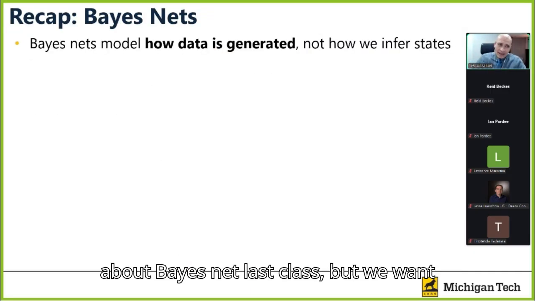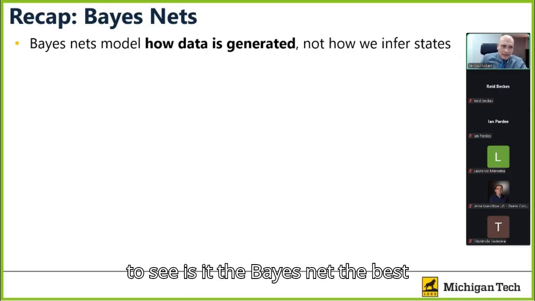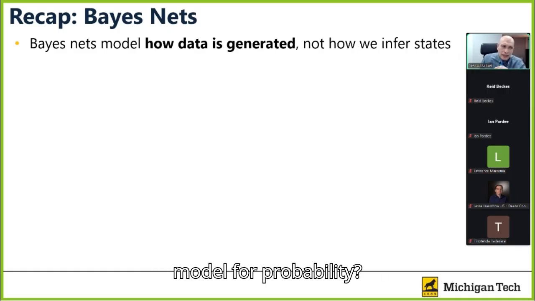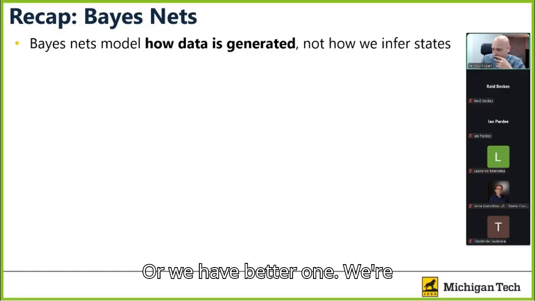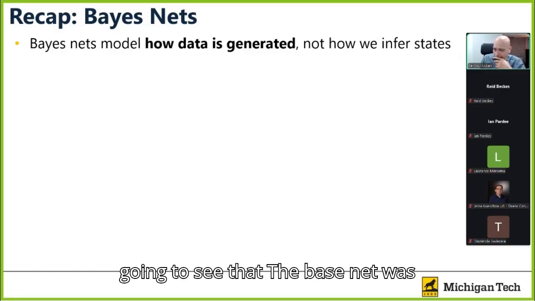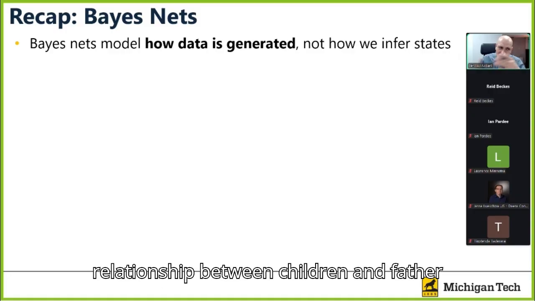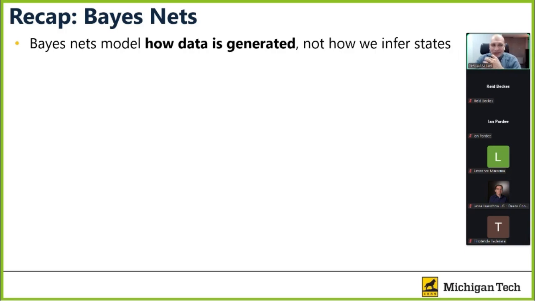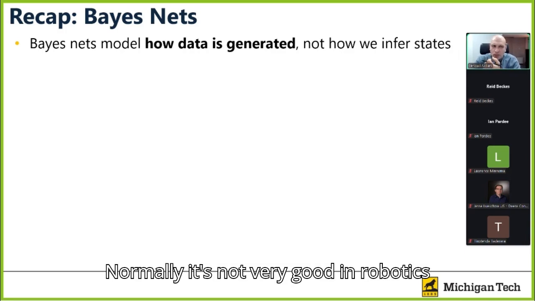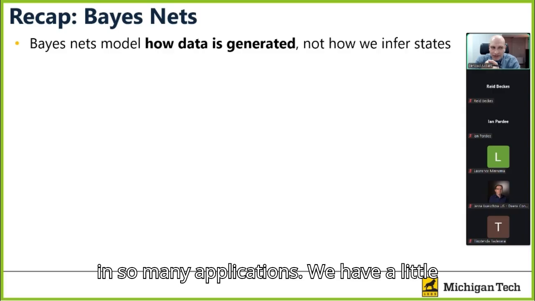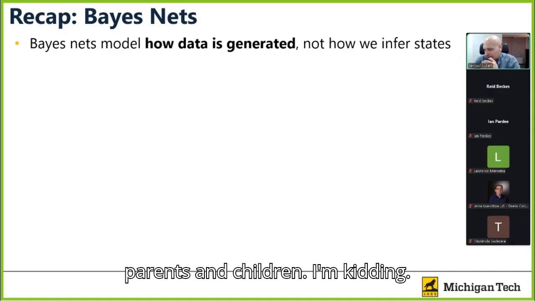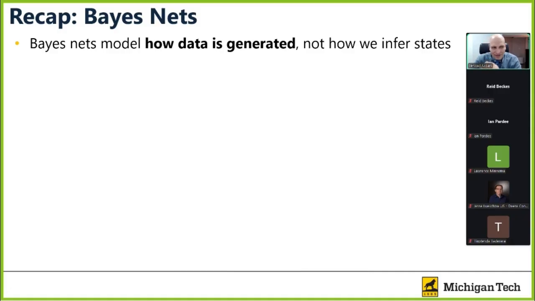We talked about Bayes net last class, but we want to see, is Bayes net the best way? Is it the best graphical model for probability, or do we have a better one? We're going to see that the Bayes net was a relationship between children and father and mother, the parents. Normally it is not very good in robotics, in so many applications. We have a little mess between parents and children.